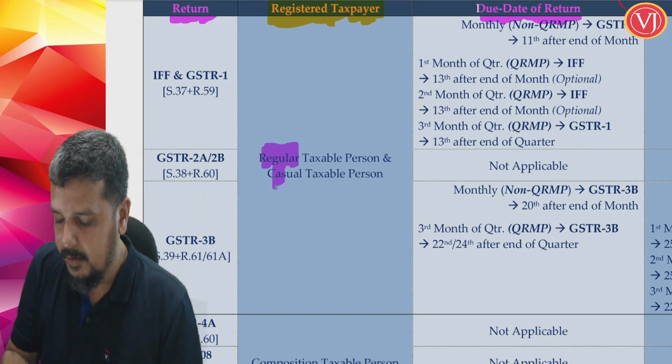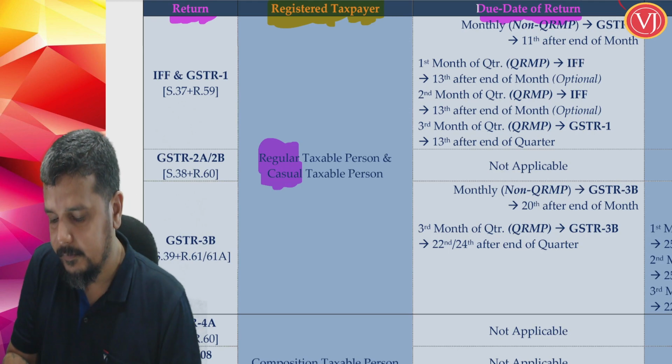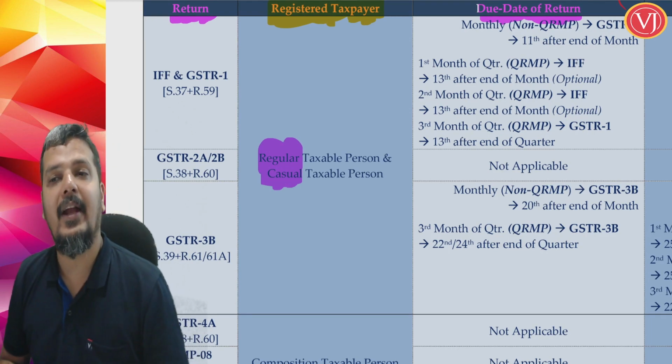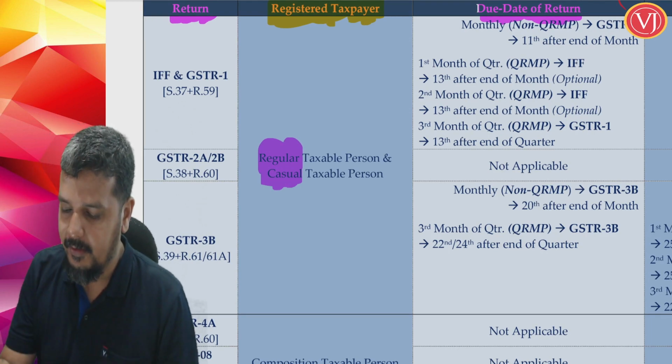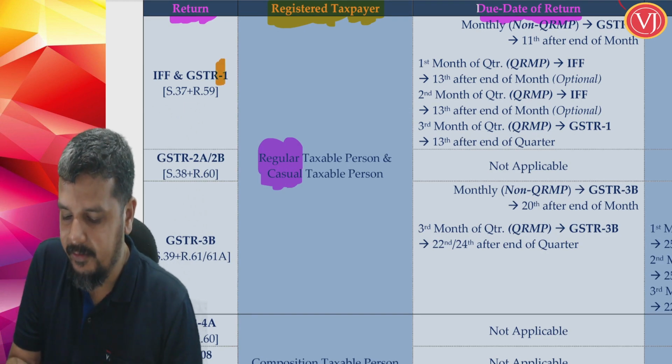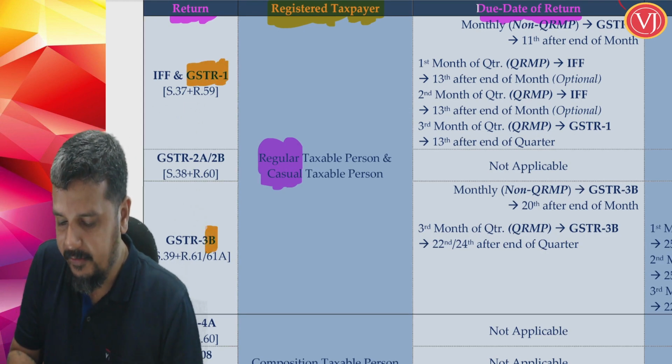Now, first we are focusing on your first category of taxable persons, who are regular taxable person and your casual taxable person. They will file something called as GSTR 1 and GSTR 3B.